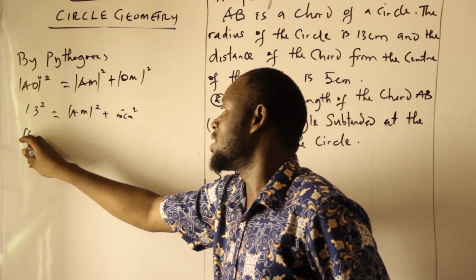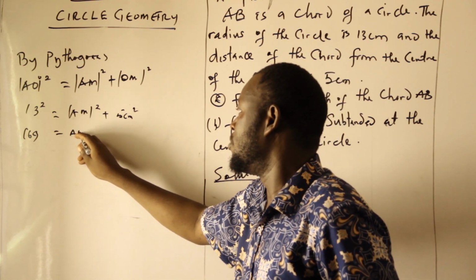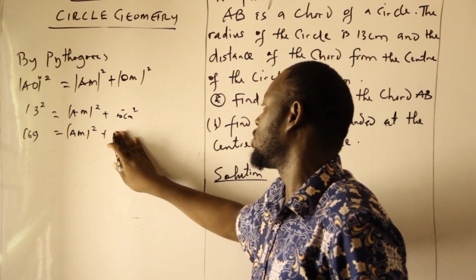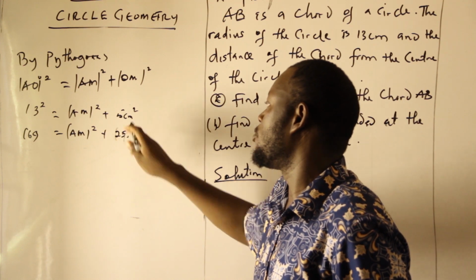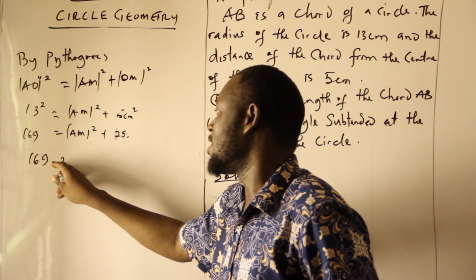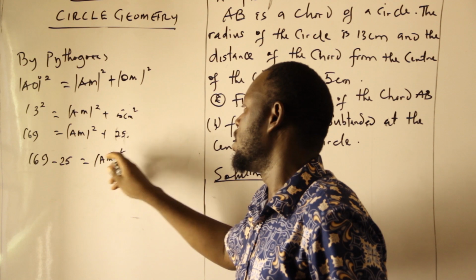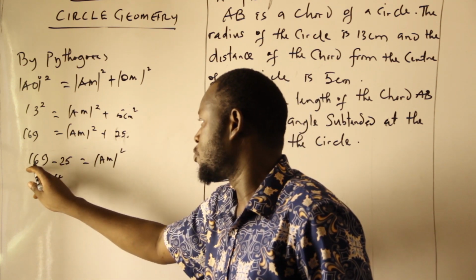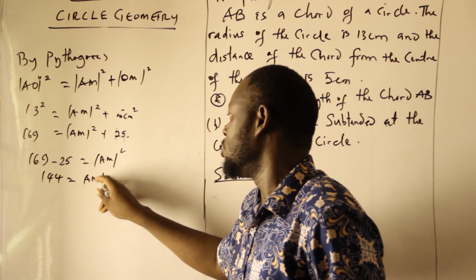So this one gives us 169, perfect square. Then we have AM squared plus 25, that's 25 if you square 5. So we send this one to this side. We have 169 minus 25, which will give us our AM squared. So we subtract this. 5 from 9 is 4. 2 from 6 is 4 as well. We have 1, that is AM squared equals 144.